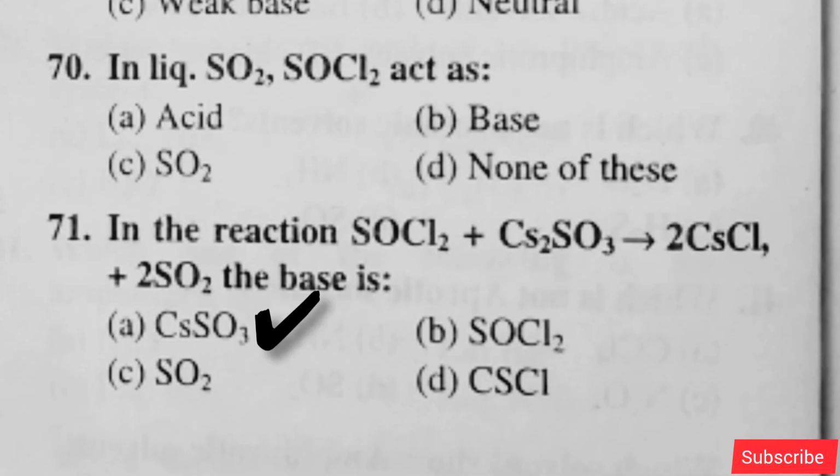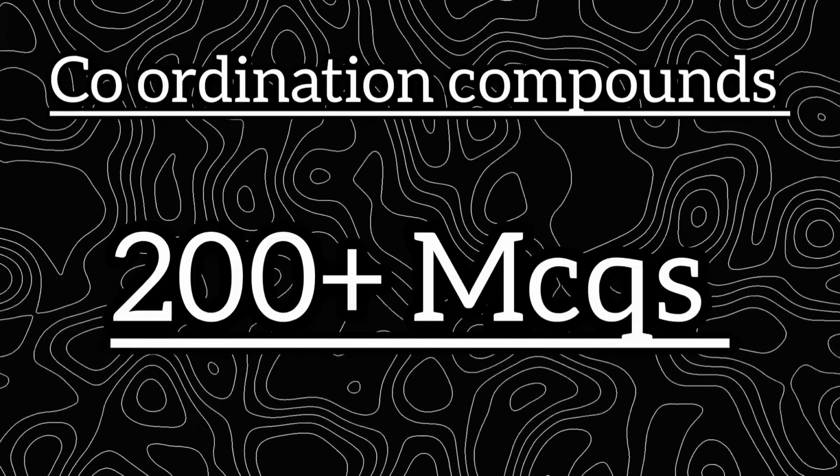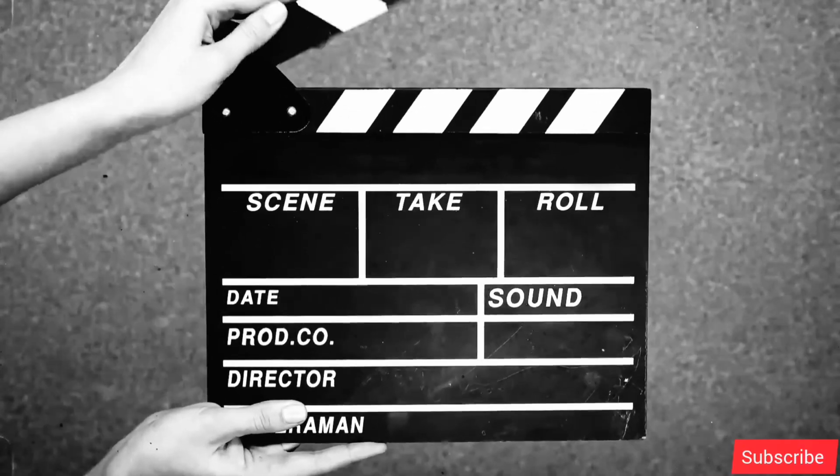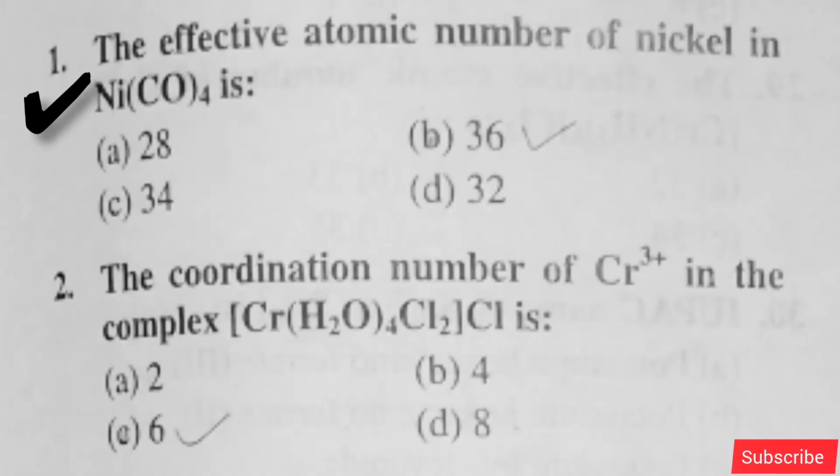Option A is right. Inorganic compound के 200 प्लस MCQ क्वेश्चन सॉल्व करेंगे. सो लेट्स स्टार्ट विद क्वेश्चन नंबर 1. The effective atomic number of nickel in Ni(CO)4 is. ऑप्शन बी इज राइट. इफेक्टिव एटॉमिक नंबर निकालने का फॉर्मूला ये होता है. क्वेश्चन 2 है the coordination number of Cr3+ in the complex this is. ऑप्शन सी इज राइट. कोऑर्डिनेशन नंबर होता है कि सेंट्रल मेटल एटम के साथ कितने नंबर ऑफ लिगेंड्स ज्वाइन है.